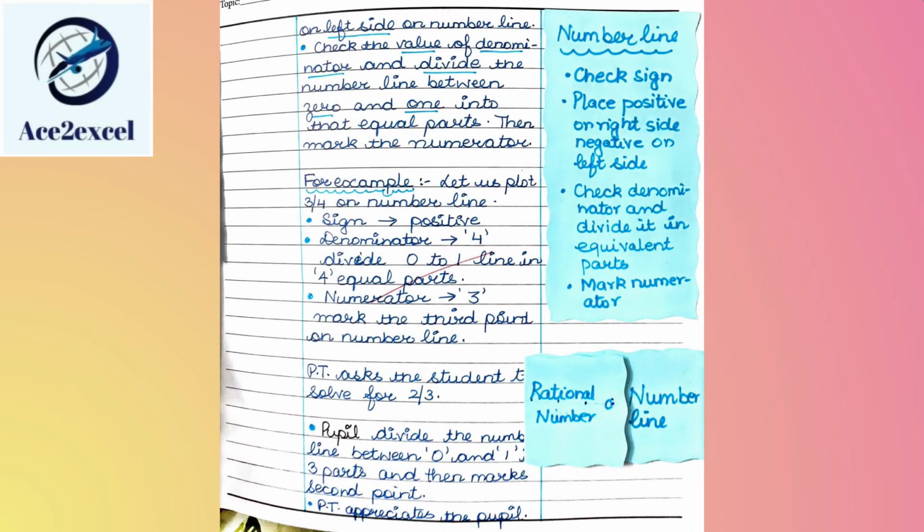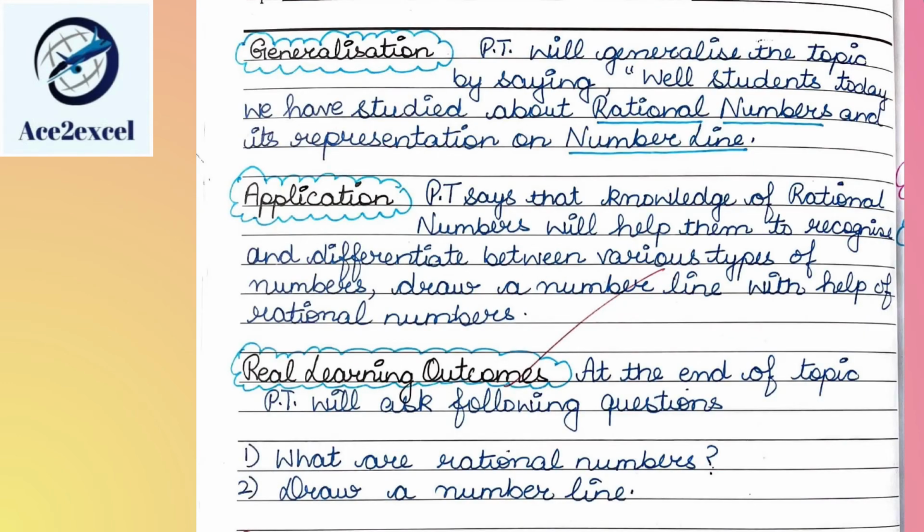PT will give one example to show the methodology of plotting a number line, say by giving an example of 3/4. Then to check whether the students have understood the topic or not, PT will give one more question so that he or she can ask a student in the class to come to the board and do that numerical. In this way we can check whether the student has understood the topic or not.